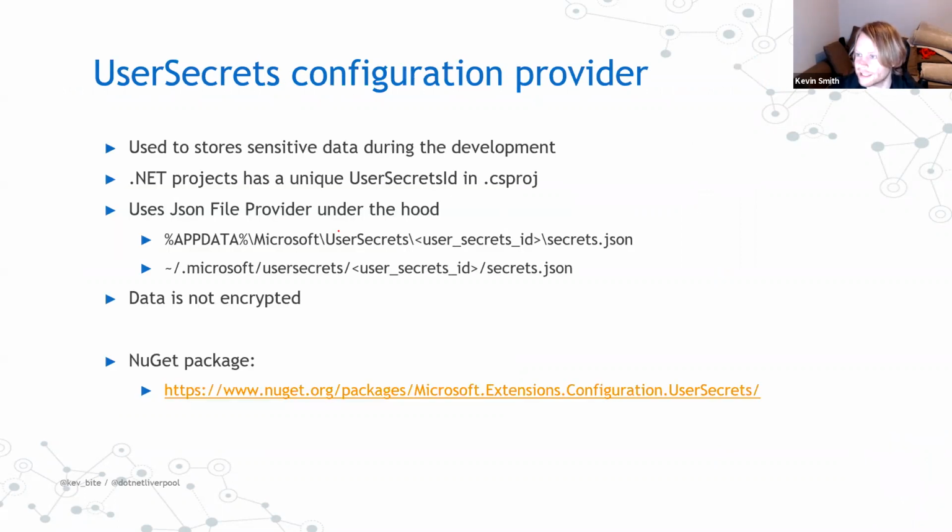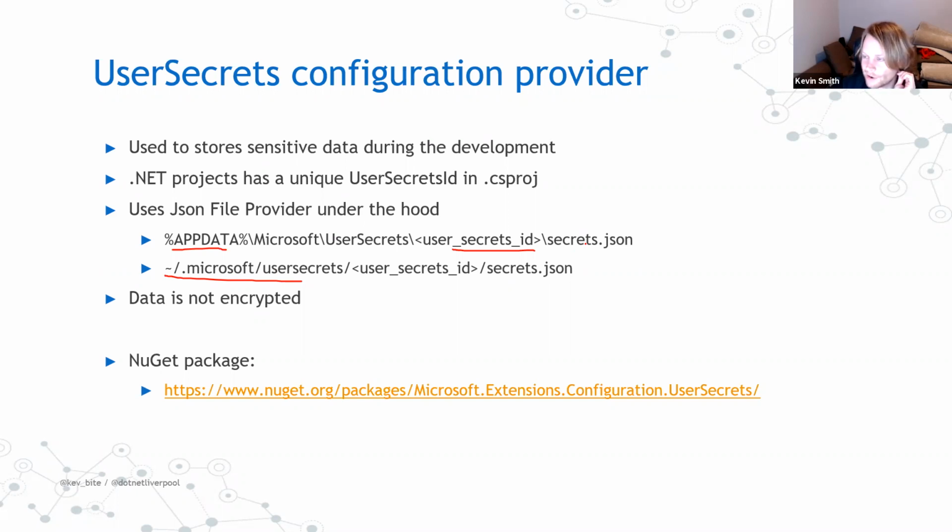The user secrets is a bit of a weird one, I'd say. There's a unique GUID inside the csproj, and that points to a user secrets folder inside your app data on your user account. On Windows, it's in app data, then Microsoft, Secrets, user ID, which is the one in the project file. On Mac and Linux, it's in your user directory in a hidden folder called Microsoft and user secrets. These are just JSON files, and it's built on top of the normal JSON provider.